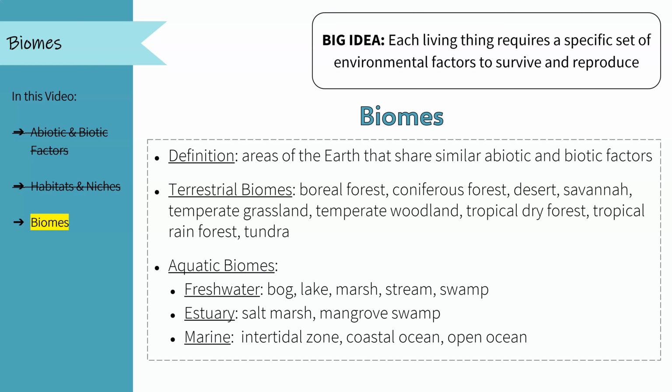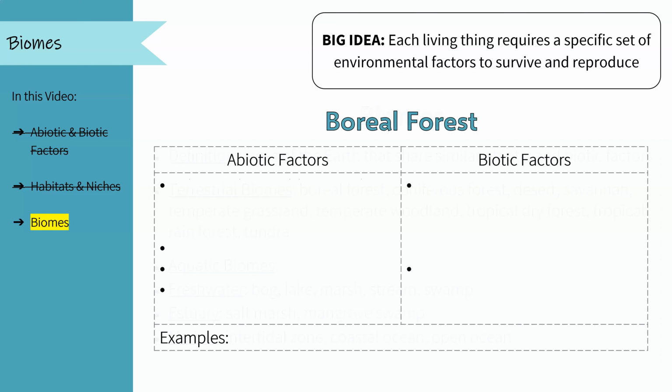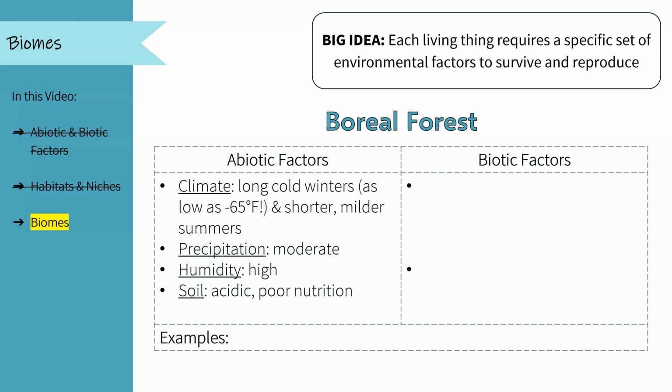So let's look at an example of the abiotic and biotic factors of a particular biome. I've chosen the boreal forest. And a few abiotic factors are the climate. The boreal forest has long, cold winters. It might even get as low as negative 65 degrees Fahrenheit. And the summers are shorter and milder. They're probably getting up to like 60 or 70 degrees Fahrenheit. There's moderate precipitation and high humidity, and the soil is characterized by being acidic and not having great nutrition.